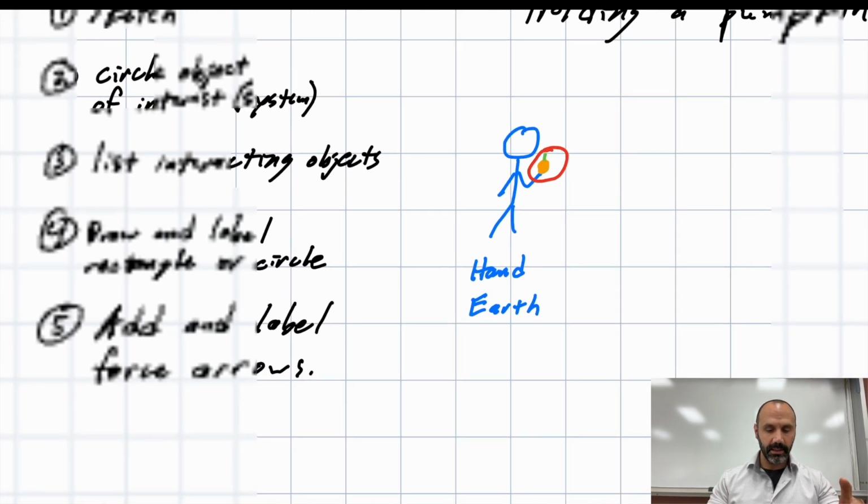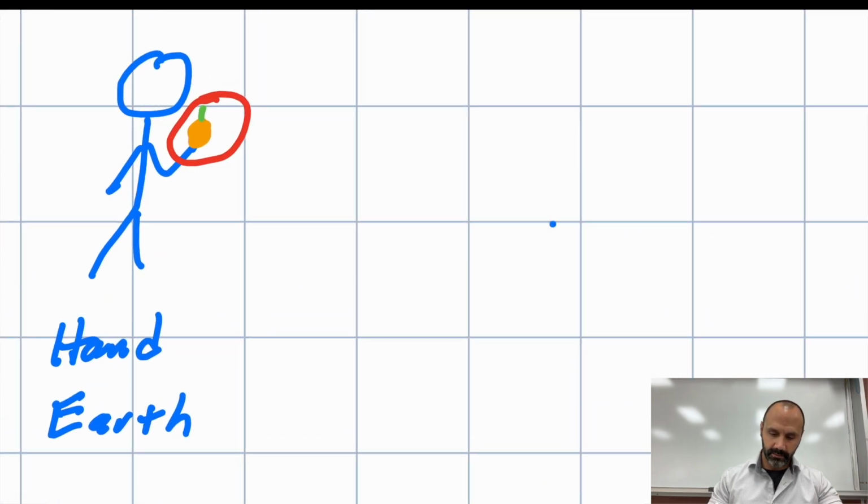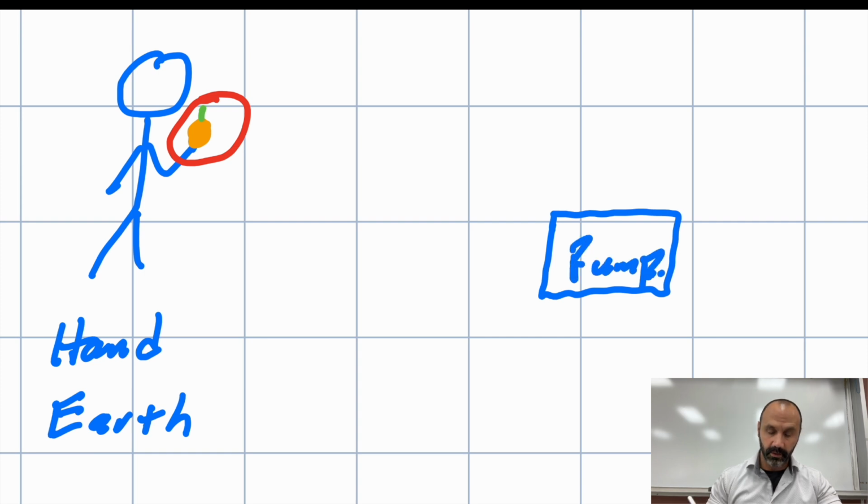So now I draw and label a rectangle or a circle. I tend to like drawing a rectangle because that way if I have more than one arrow going up or more than one arrow going down, I'm going from the same level. And then label it. So this is the pumpkin. I don't have enough room to write the whole thing. You can label it like that.